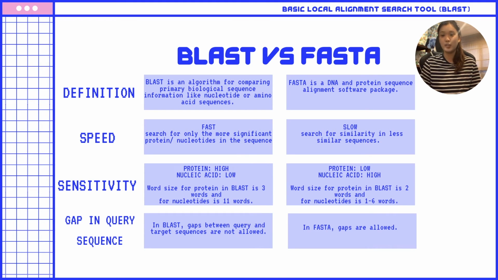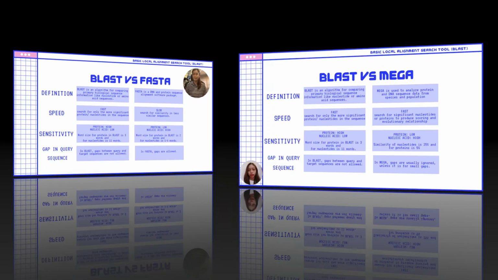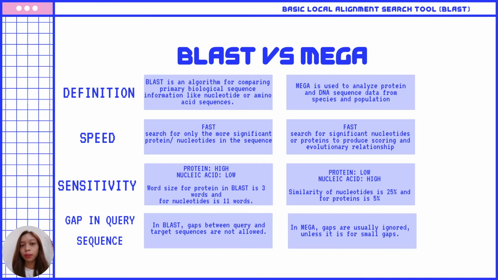Increasing the word size will increase the speed, but it will also cause loss of sensitivity. But there is an exception. Although the word size of protein in BLAST is larger than in FASTA, the accuracy of BLAST is still higher than FASTA. Lastly, a gap between query and target is not allowed in BLAST, while it is allowed in FASTA. When aligning sequences, introducing a gap in the sequence can allow an alignment algorithm to match more terms than a gapless alignment can. Using the same characteristics, BLAST is compared to another bioinformatics software called Molecular Evolutionary Genetics Analysis, or MEGA.